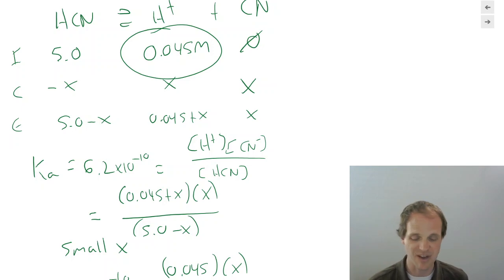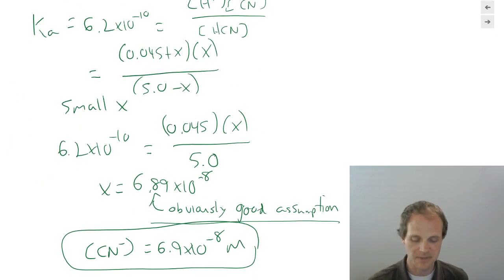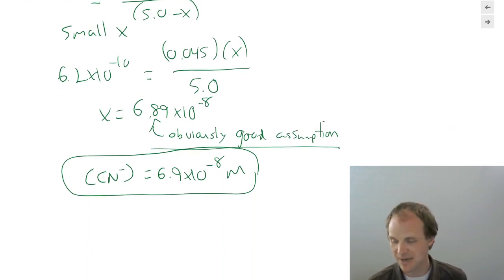And then you just do the small x assumption if it's valid, and the math ends up being very easy. So we get 6.9 times 10 to the minus 8th molar, a very small amount of cyanide in this system.